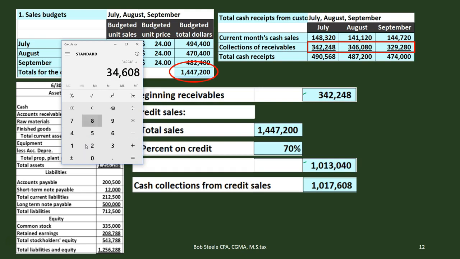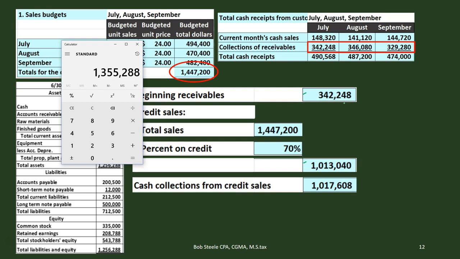plus 346,080 plus 329,280 is going to give us this 1,017,608. And then if we do the calculation, we started off with 342,248 people owing us money plus 1,013,040. That's what increased accounts receivable.